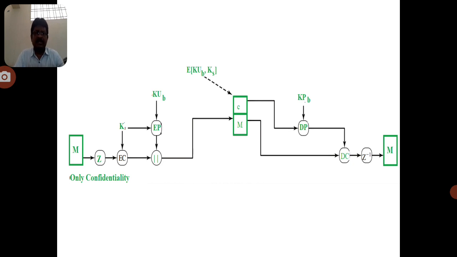Here the Z algorithm, the ZIP algorithm, can be used as the compression algorithm. There we can use the decompression algorithm, that is the Z inverse. So decompression can be taken, and similarly the decryption is applied with the private key of user B. So this is how PGP can provide confidentiality.